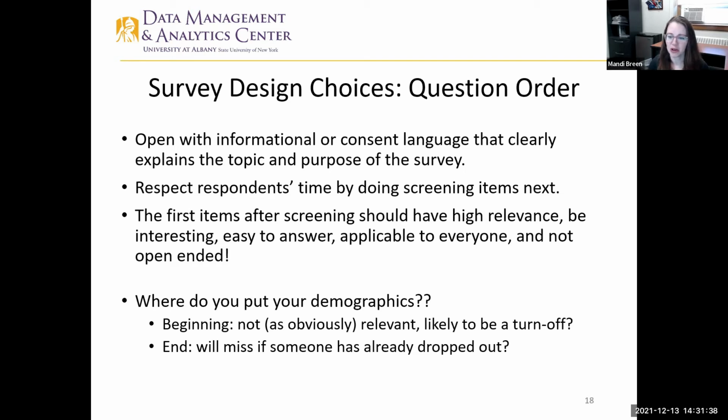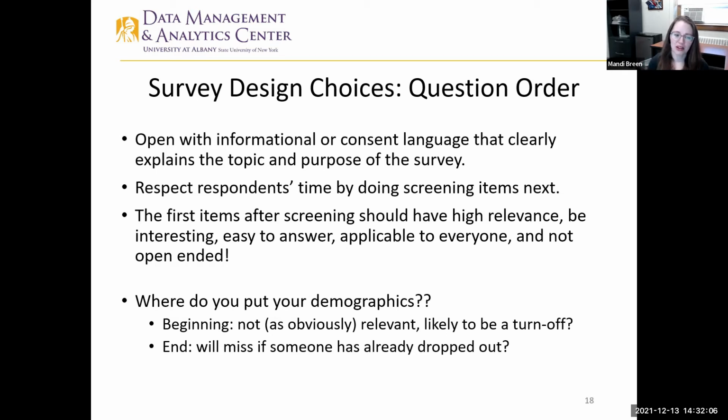And where do you put your demographic questions? We get this question all the time. There's not a perfect answer here, because if you put them at the beginning, it's not as relevant or interesting, and sometimes can be a turnoff, especially if they get a little bit specific. Sometimes if you want to ask people things like their income up front, they might feel nervous. They haven't built any trust or buy-in to the survey. And so they might think, I'm not really into this, I'm going to leave.